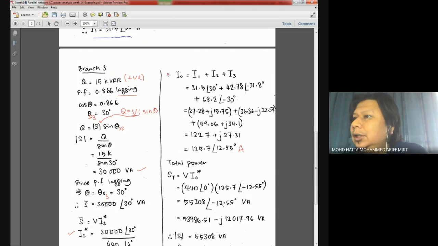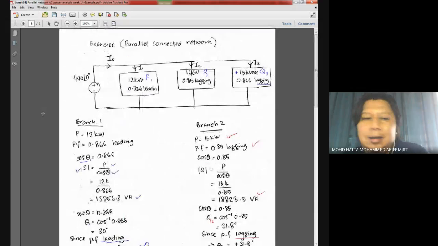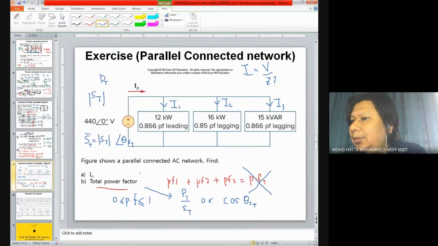All right, now IO is settled. The first one is settled, and next is the total power. Back to the slide that we have over here. For the total power factor, as I mentioned earlier, we need the information of P total and S total, or we can find the total angle of our complex power. So that's why in the solution over here, I worked out the total power first.